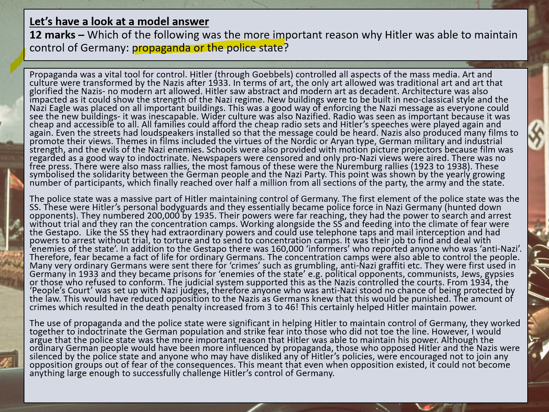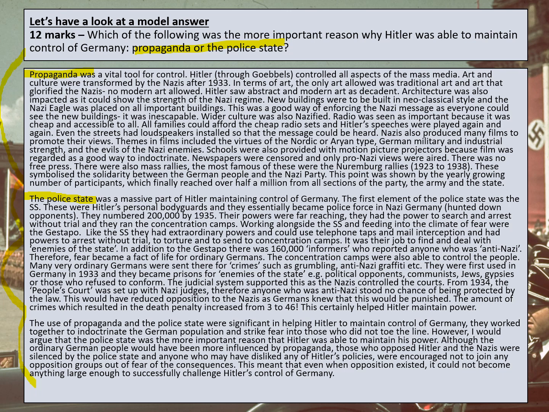As you can see here, there are 3 paragraphs in total, which is what the technique suggests you should have. You have 1 paragraph about propaganda and 1 paragraph about the police state, and obviously in the end, we've got a conclusion. What I'm going to do is read through this answer with you, and then we'll pick out a few things that I think are really good about this answer and why I think this is a model of what you can go off and do yourself. So let's read through it together.